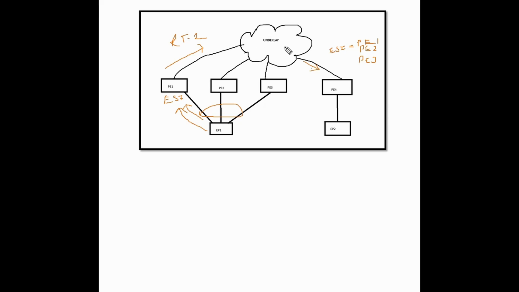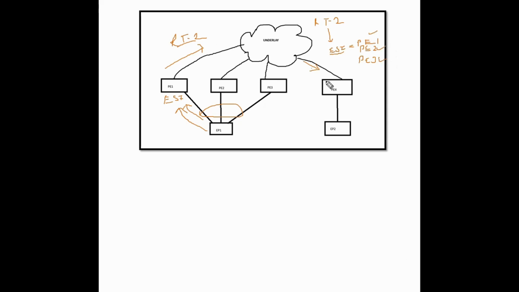And as they are route reflectors, they will reflect the route type 2 towards the remote PE as well, which is PE4. And as this route type 2 also contains the Ethernet segment identifier, when the remote PE learns this ESI, it can check that this particular ESI can be reached via PE1, via P2, and via P3 as well.